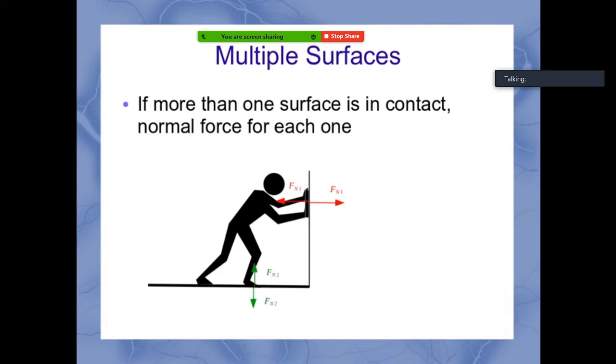In this case, my front foot is going to have a second normal force where my foot pushes down on the floor and the floor pushes up on that front foot. And in the back foot, we have a third normal force. And again, it's a force pair where my foot pushes down on the floor and the floor pushes back up on my foot.